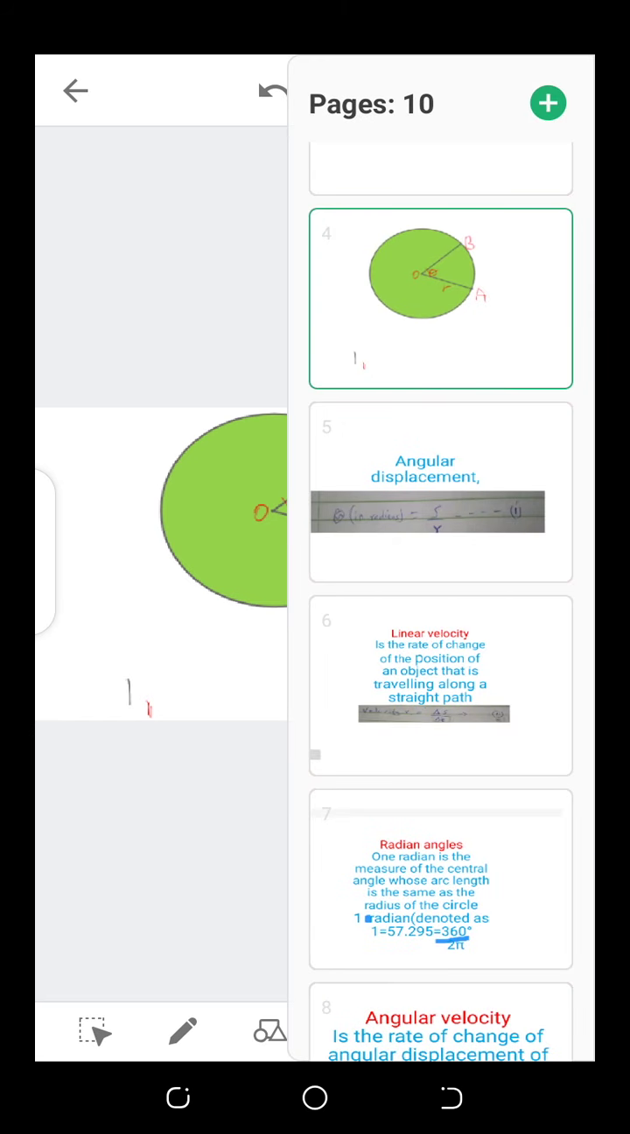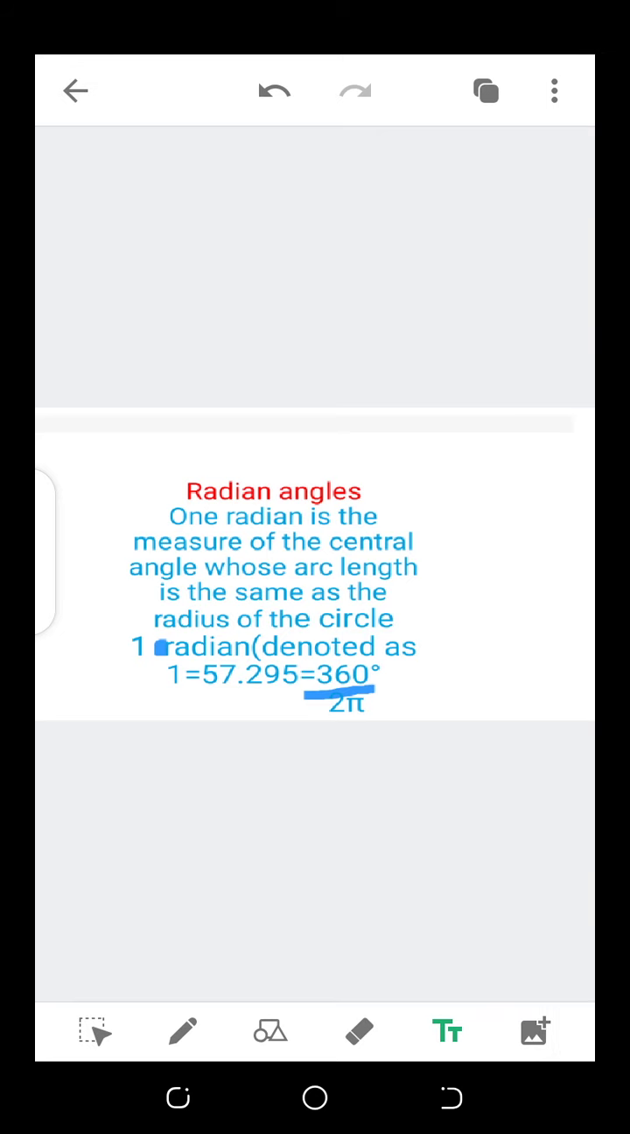Now, you may be asked to give the definition of radian angles. Radian angles, we may take it as: 1 radian is the measure of the central angle whose arc length is the same as the radius of the circle. That is to say 1 radian. I think there's an error in typing here. It's supposed to be 1 radian. You just write 1, then superscript C. So that is 1 radian, 1 superscript C, radian denoted as 1. There's also 1 here, supposed to be 1.